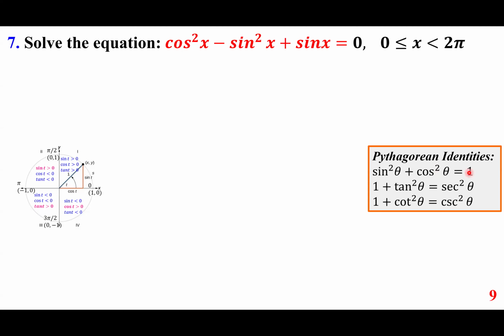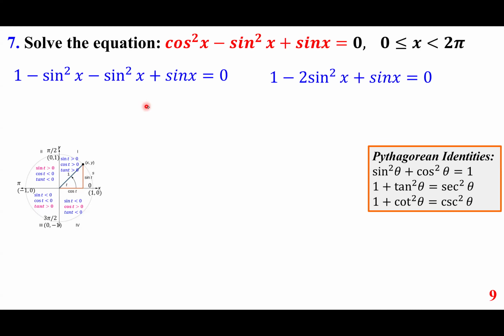So what is cosine squared? 1 minus sine squared. Okay, let's say this was cosine. We would keep this and change the sine squared to 1 minus cosine squared. So 1 minus 2 sine squared plus sine x. We put them in descending order. And since this one is the leading term, we're going to make it positive. In other words, take everything to the other side. This becomes positive. This becomes negative. This becomes negative.